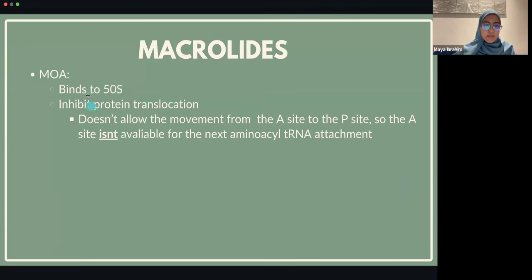The mechanism of action is that it binds to the 50S, because it's not a TA, it's not T or A, and inhibits protein translocation. So it inhibits the movement from the A site to the P site, so the A site isn't available for the next aminoacyl tRNA attachment.